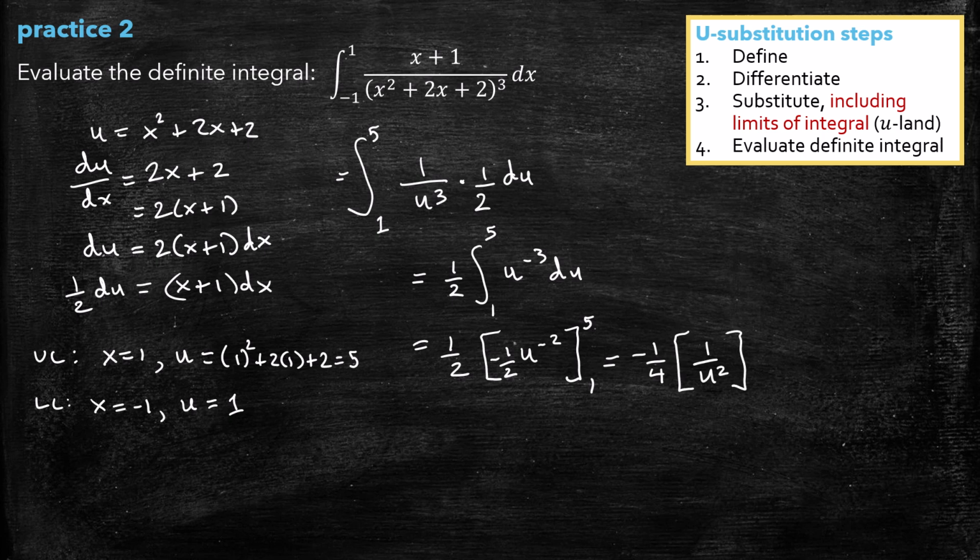1 over u squared is much easier to plug in that form. And so we have the -1/4 outside, and we have 1 over 5 squared, which is 25, minus 1 over 1 squared, which is 1. If you take care of all the fractions, you get left with 6 over 25, which is our final answer.